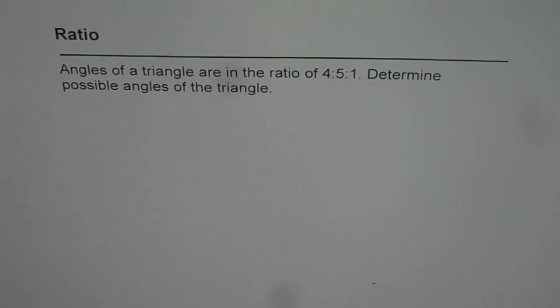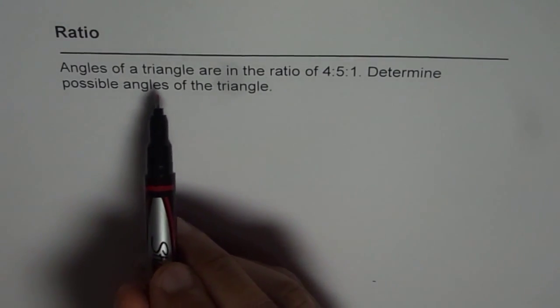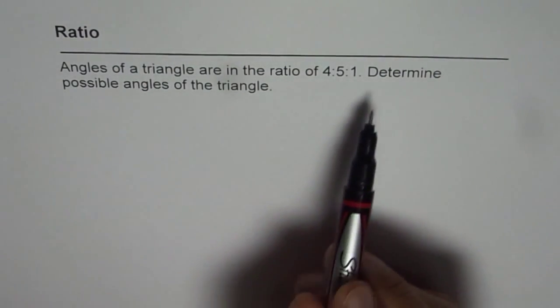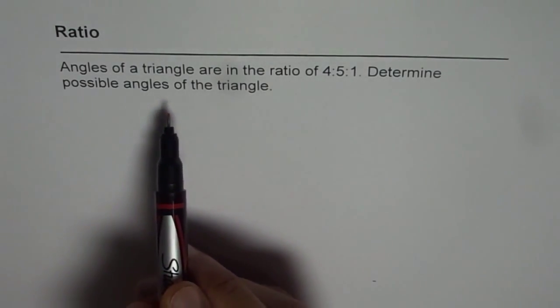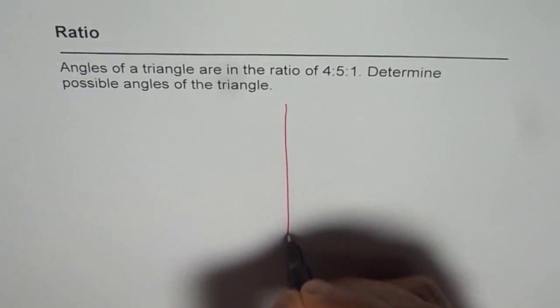Here is an application problem on ratios. The question is, angles of a triangle are in the ratio of 4:5:1. Determine possible angles of the triangle. So we'll try to solve it in two different ways, right?